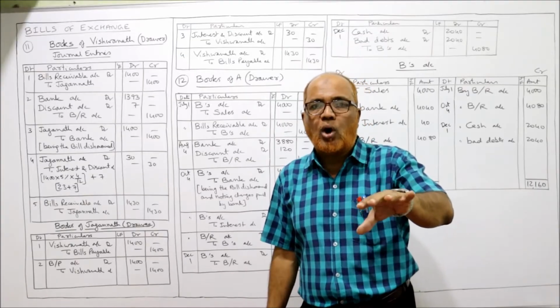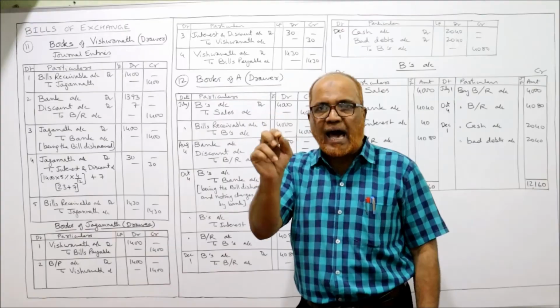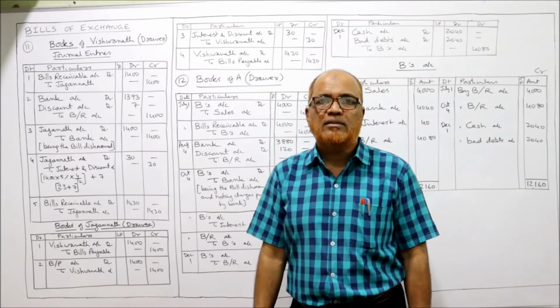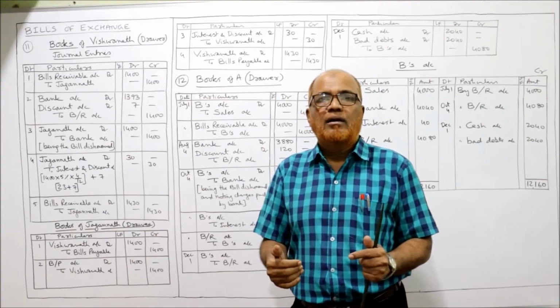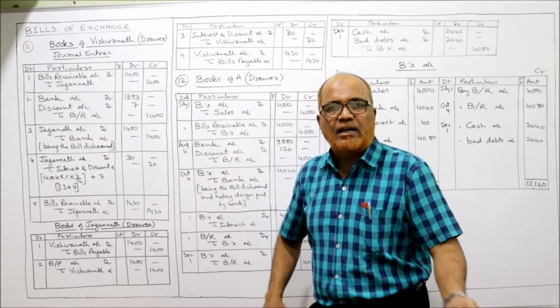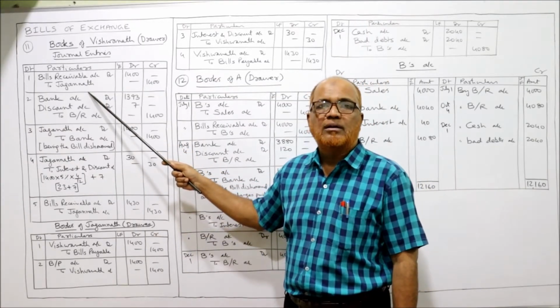Vishwanath has drawn a bill of exchange on Jagannath. Jagannath has accepted the bill and returned it to Vishwanath. Now Vishwanath got the bill back after acceptance. So the entry will be: Bills Receivable Account debit to Jagannath.